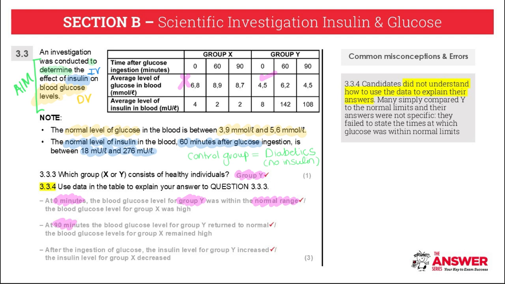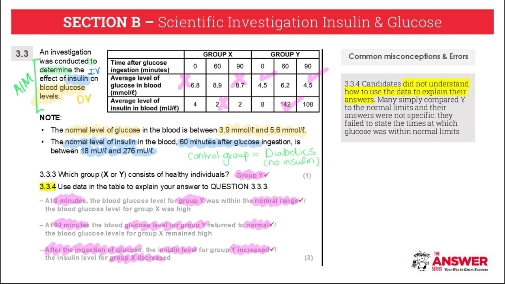At 90 minutes after glucose ingestion, we can see that the blood glucose level for group Y's participants has returned to within the normal range, at 4,5 millimolars, whereas for group X, the blood glucose level spiked and has remained high at 90 minutes. And then the final reason is that at 60 minutes after the ingestion of glucose, the insulin level for group X is very low and not within the normal range of 18 to 276 microunits. But for group Y, the average insulin in the blood is within that normal range. It's 142 microunits per liter.